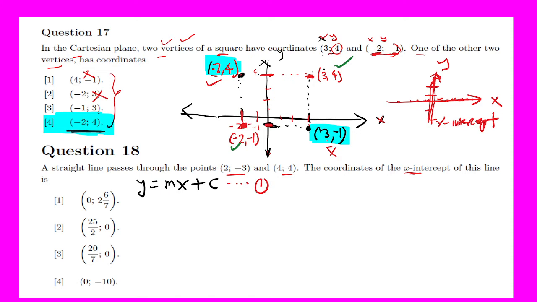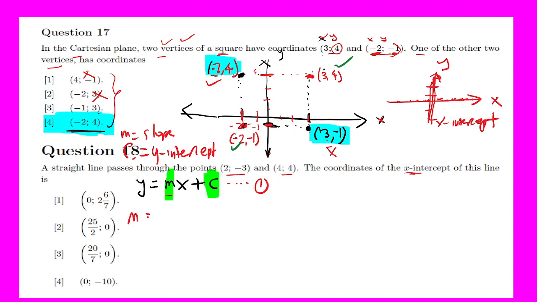And what you need to find, let me just highlight, you need to find m and c. That's all you need to find. So m stands for slope, and c stands for y-intercept, meaning where the line cuts the y-axis. So you always find m first.